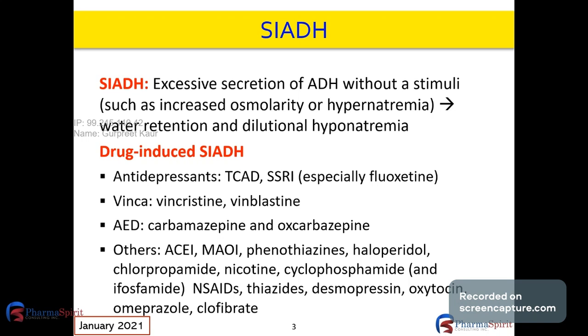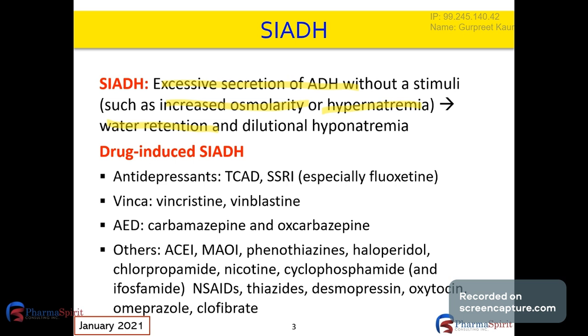SIAD. SIAD is the syndrome of inappropriate antidiuretic hormone secretions, and the patient will have excessive antidiuretic hormone without a stimuli, without any reason to cause that. And usually the stimuli are increased osmolarity or hypernatremia. But in case of SIAD, there is no stimuli. And this will lead to water retention, and this causes dilutional hyponatremia. Dilutional hyponatremia means the sodium level is fine, but the problem is there is lots of fluids in the body that dilute the sodium, so the patient has dilutional hyponatremia.